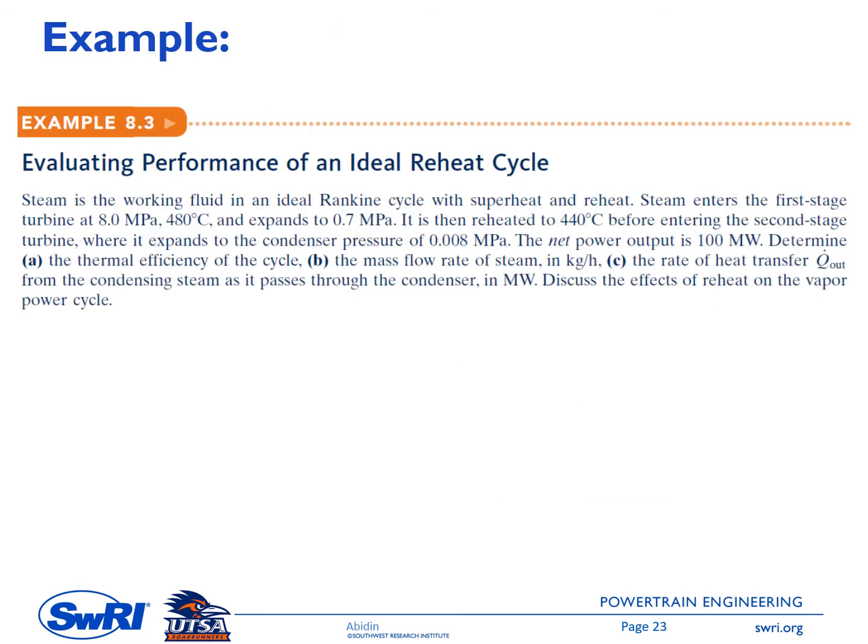Let's take a look at this example. We have steam as the working fluid here for an ideal Rankine cycle, and this Rankine cycle is equipped with a superheater and a reheater. Steam enters the first stage turbine at 8 megapascal, so 80 bar, and a temperature of 480 degrees C, and expands to 0.7 megapascal. It is then reheated to a temperature of 440 degrees C here.